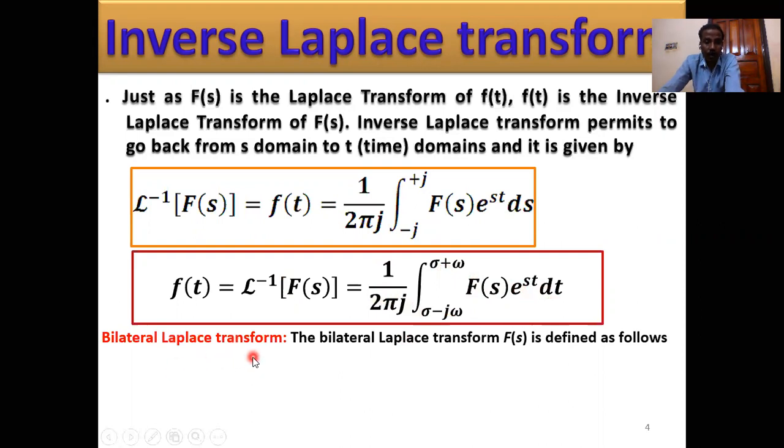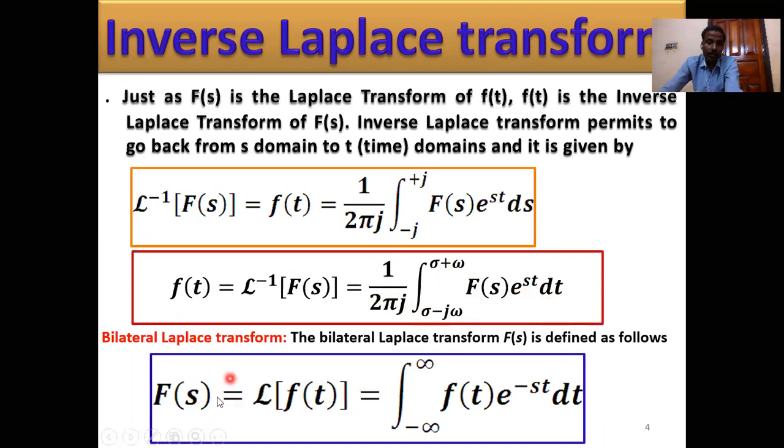Bilateral Laplace transform. What is the bilateral Laplace transform? The bilateral Laplace transform F of s is defined as follows: F of s equals the Laplace transform of f of t equals the integral from minus infinity to plus infinity of f of t e to the power minus st dt. It is satisfied from minus infinity to plus infinity, covering both 0 to infinity and 0 to minus infinity. That's why this type of Laplace transform is called the bilateral Laplace transform.